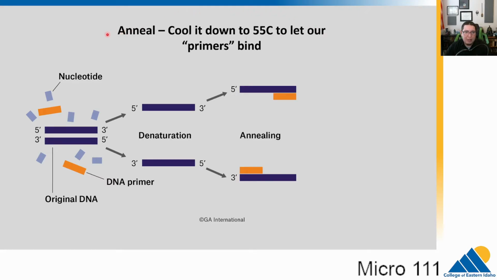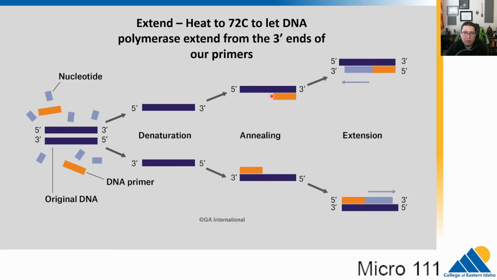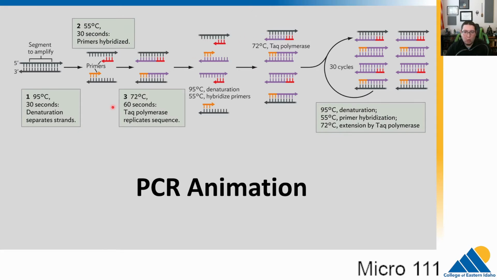The second step is annealing. We cool down to about 55 C and let our primers bind, right? They're going to hydrogen bond to the places they match. So we actually choose these sequences here to match specific regions. Then we heat to 72 to let DNA polymerase extend 5' to 3'. And now we've got copies. So we're going to watch an animation of this that I think illustrates the process very, very nicely.